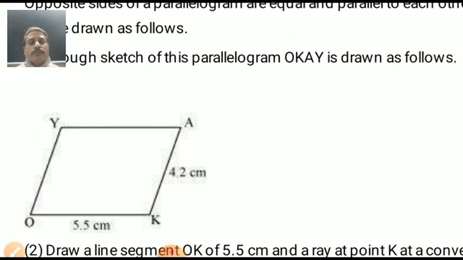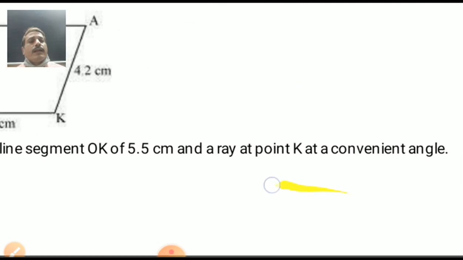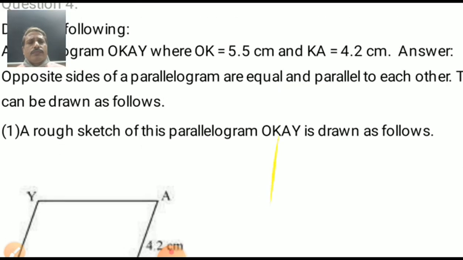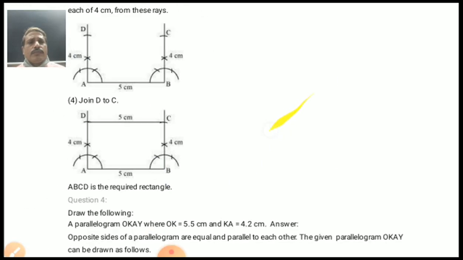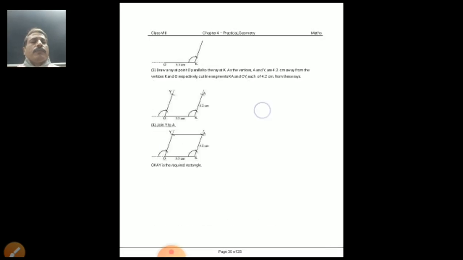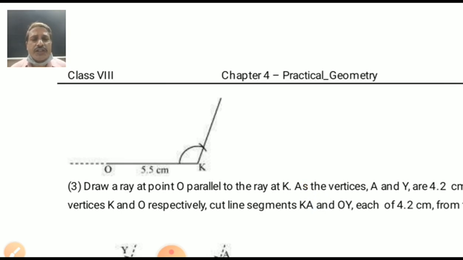Okay, you made it like this, beta. What will we do? Base OK is equal to 5.5 centimeter. Draw now from point K at a convenient angle. Make any angle, beta. It is not necessary to have such an angle. Correct. Because it's a parallelogram. I draw here with some angle, 60 degree. Okay, why did I select 60 degree?